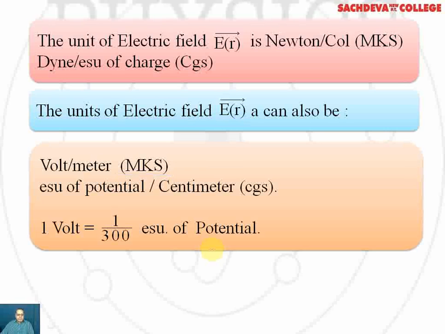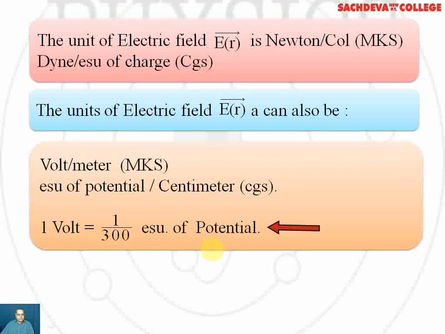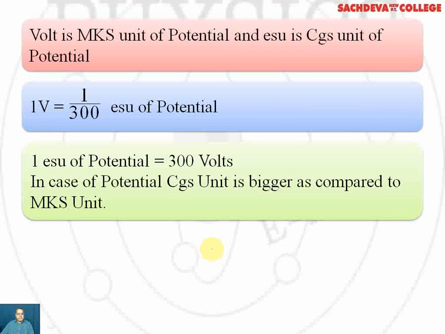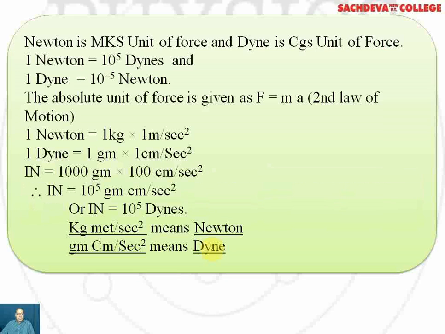You will further remember that the MKS unit of potential is smaller, whereas the CGS unit is bigger, and 1 volt is 1 over 300 electrostatic units of potential. That is, 1 electrostatic unit of potential will be equal to 300 volts. Now, in most of the cases, we use the units of force also. We have read it in the 11th class, but now Newton and dyne can be used in various numerical problems. So, Newton is the MKS unit of force and dyne is the CGS unit of force. 1 Newton is 10 to the power 5 dynes, whereas 1 dyne is 10 to the power minus 5 newtons.